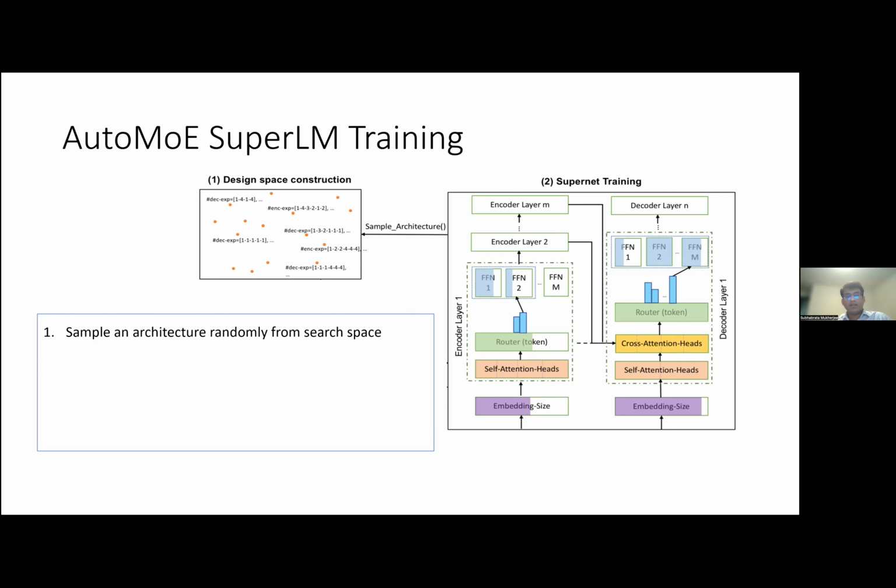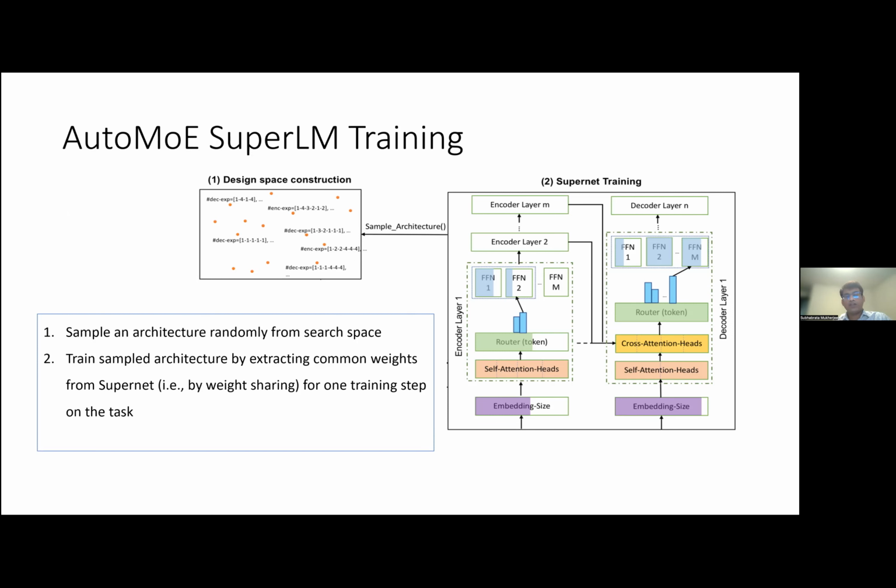So now what do we do? We sample an architecture randomly from the search space. Then we train the sampled architecture by subnetwork weight extraction. This is the most critical part, which I will focus on in the following slides. When I'm extracting my subnetwork, my child network will inherit the weights from the super network. So the most critical part here is how do you extract this subnetwork? Assume there is some way to do that. Then I would train that sampled architecture for one training step, and then I would repeat steps 1 and 2 till your training budget is exhausted. For example, you decide to train this for 40,000 steps, and that would be your training budget.